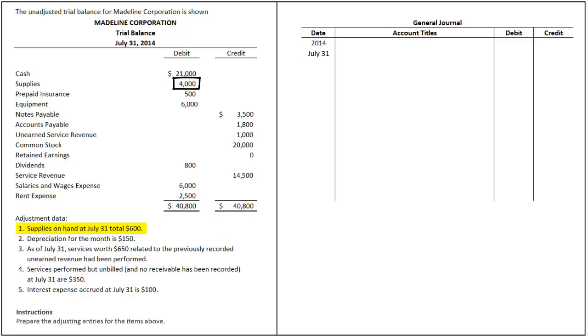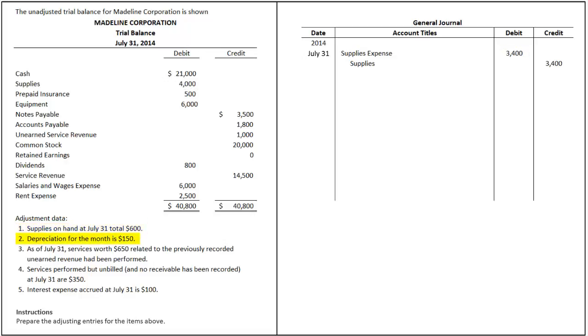This is an example of prepaid expenses as cash has been paid for an asset before it is used. To record the adjusting entry, supplies expense will be debited for the difference of $3,400 and supplies will be decreased by crediting it for the same amount.